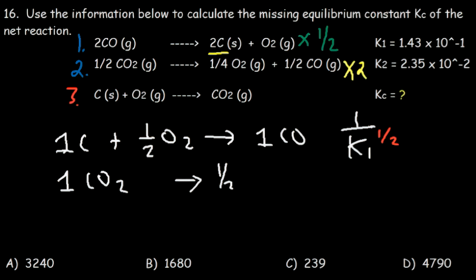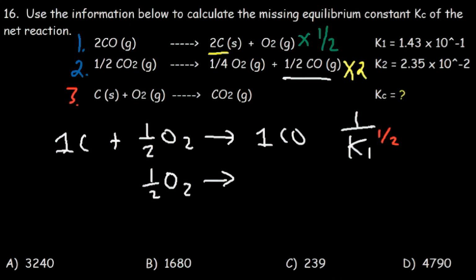Oh wait, we need to reverse it. I almost forgot about that. So we have to multiply by 2 and reverse it. So 1/4 of O2 times 2 is 1/2 of O2. And half of CO times 2 will give us 1 CO molecule. And half of CO2 times 2 is 1 CO2 molecule.